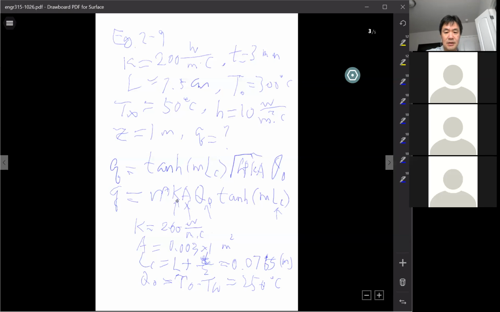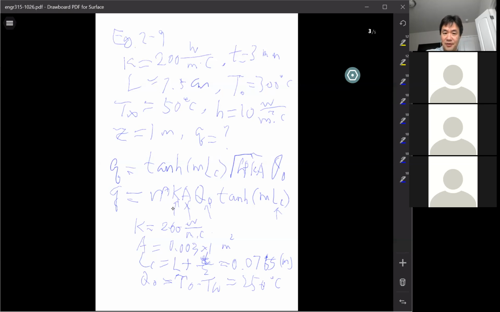Why is theta 250? Theta equals T0 minus T wall. Do you agree, this equation? Yes, sir. This is the definition, okay? What is T0 in this case? It is 300 degrees Celsius. Okay, what is T wall here? We don't have it.